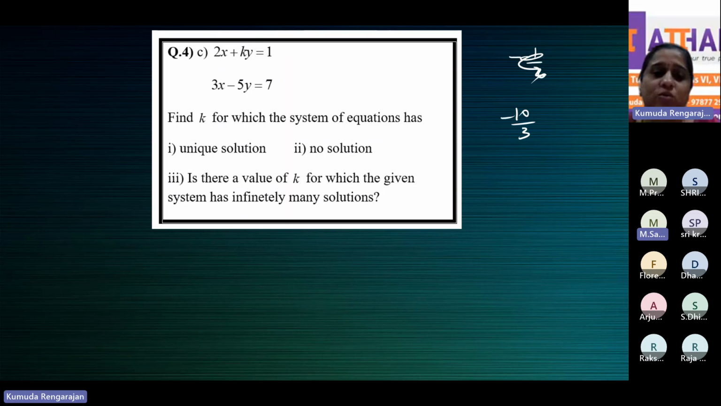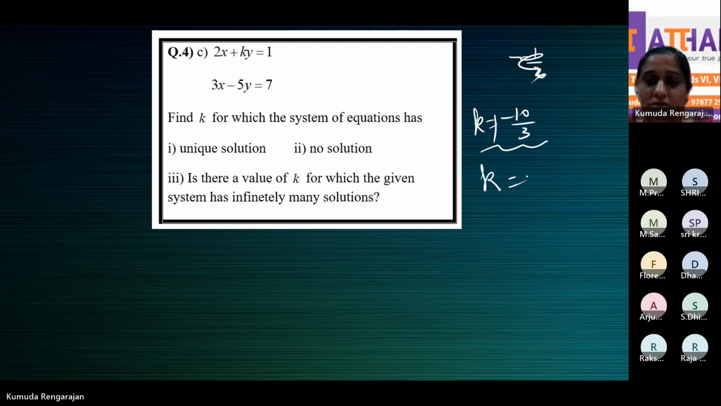But my question is, what is the value for K? Minus 10 by 3, ma'am. Anything other than that. You're getting K not equal to minus 10 by 3. So you should not stop here. You must write that for all real values of K other than minus 10 by 3, the given system of equations will have a unique solution.